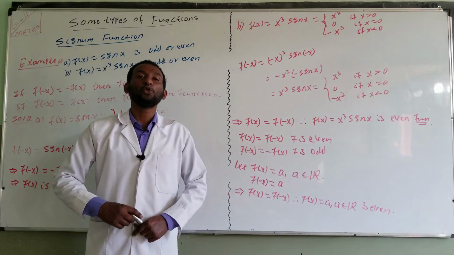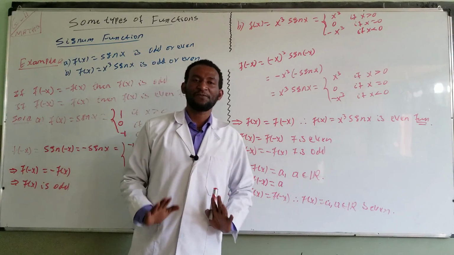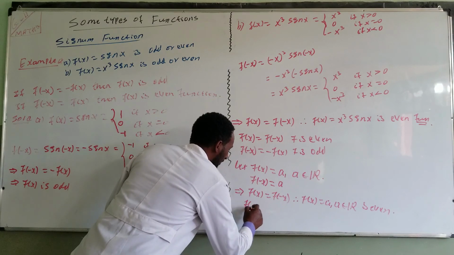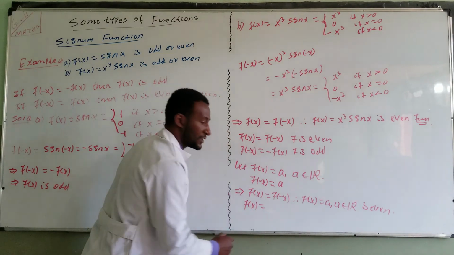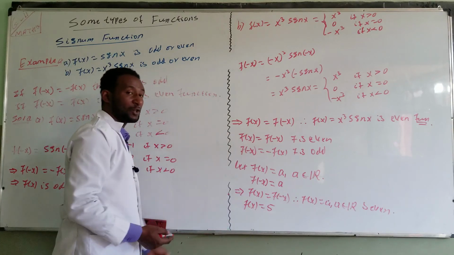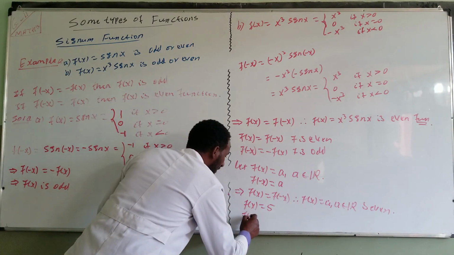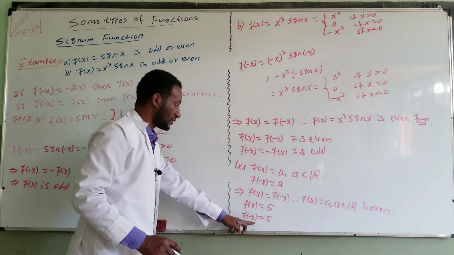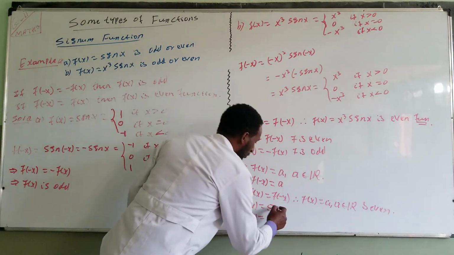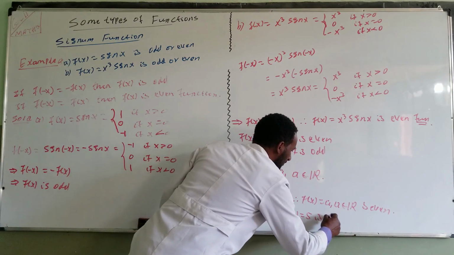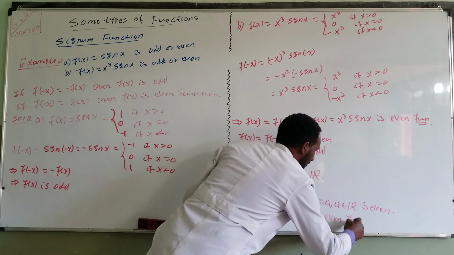Generally, we conclude that any constant function is an even function. Let us say f of x is equal to 5. When we find the parity of this function, f of negative x is also 5. This shows that f of x equal to 5 is an even function.